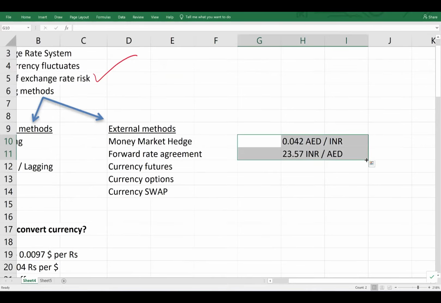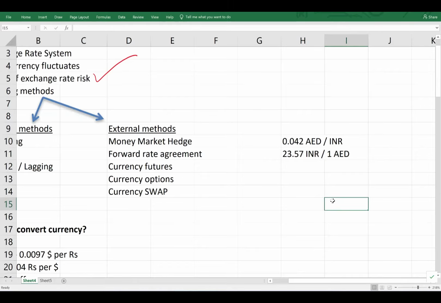So one of these quotes is called direct quote, and the other is called indirect quote. A direct quote is a quote where your home currency is on the nominator side. Look, by the way, here in this exchange rate, we have two currencies. One currency is on the nominator on the top, and the other currency is on the denominator side. Which currency is on the nominator side? INR. Because look, what we say, 23.57 INR is equal to 1 AED. Look, denominator we always express in one term.